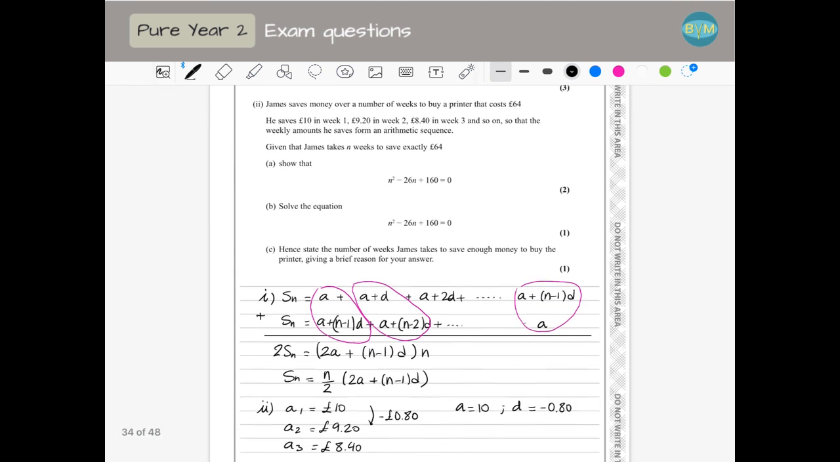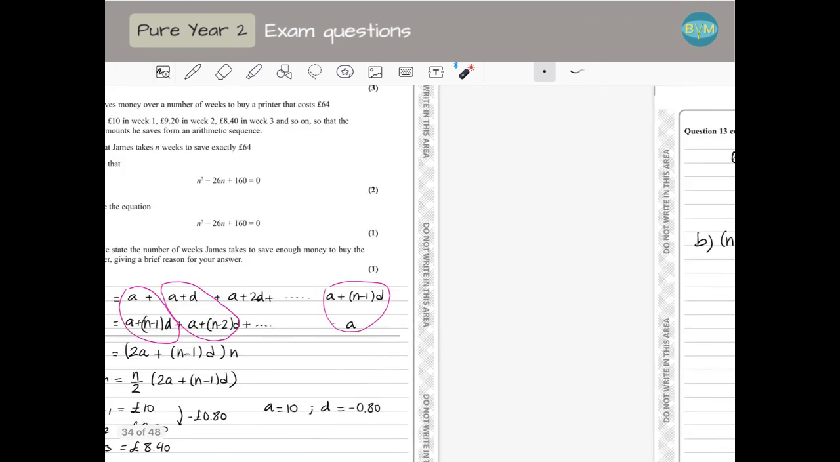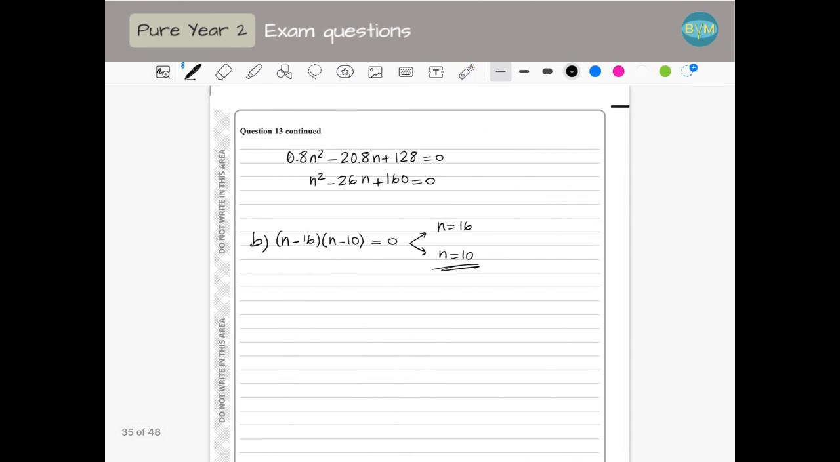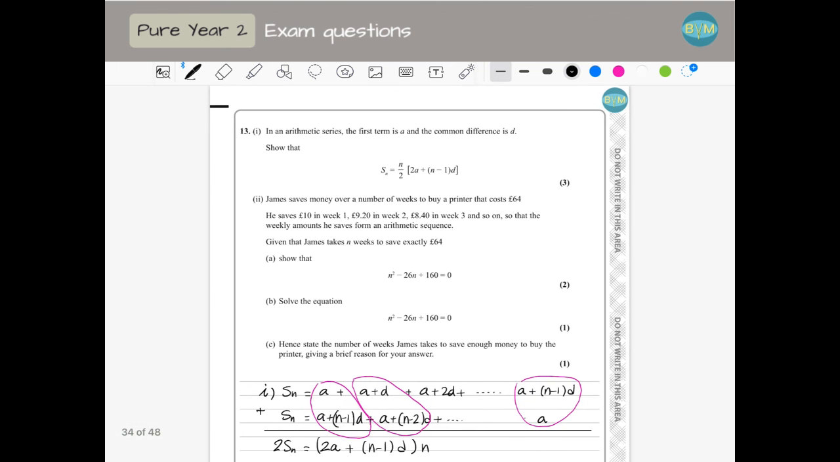And then they say, hence, state the number of weeks it takes to save enough money to buy the printer, giving a brief reason for your answer. And C is 10 weeks, because in 10 weeks he has enough. He has 64 pounds. That's enough to buy the printer. And that's all with this exam question.